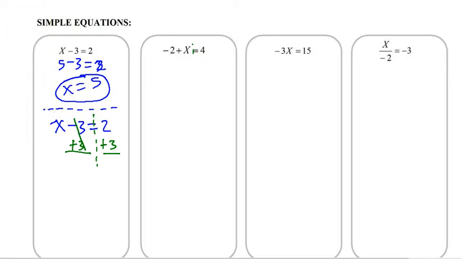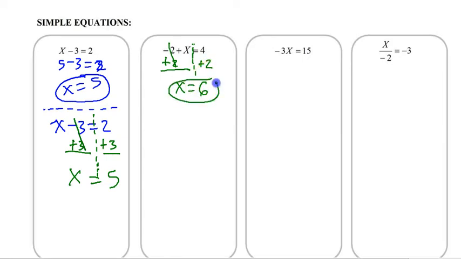And so what's left on the left is an x, and on the right is a 5. The whole point is to eliminate everything that's around the x. And you always think of that equal sign as separating it into two sides. Okay? So over here, what do we need to get rid of? Exactly, the minus 2. So if we put a plus 2, it will cancel. But if you add 2 to this side, you have to add 2 to the other side. And again, the equal sign is separating it into two sides. So you get x equals 6.